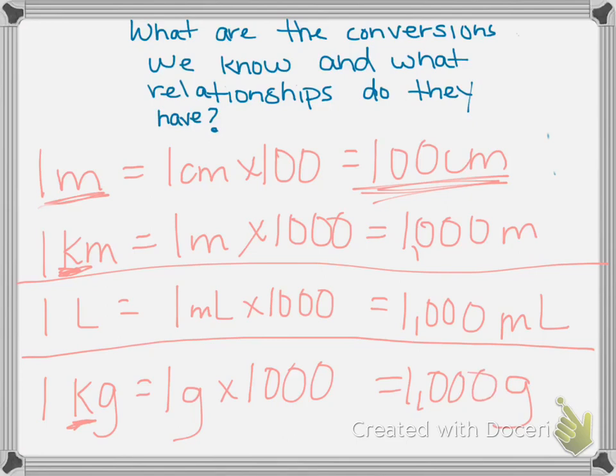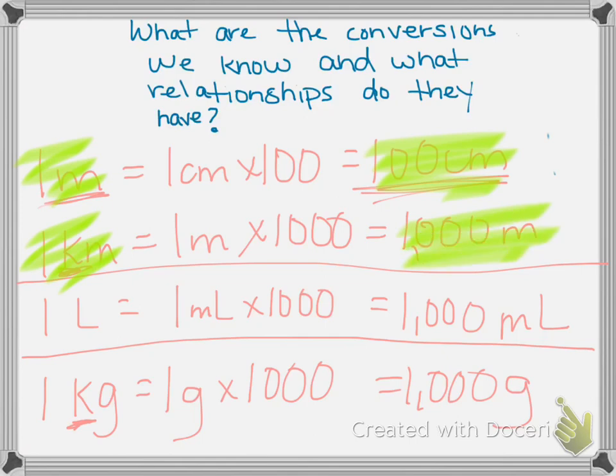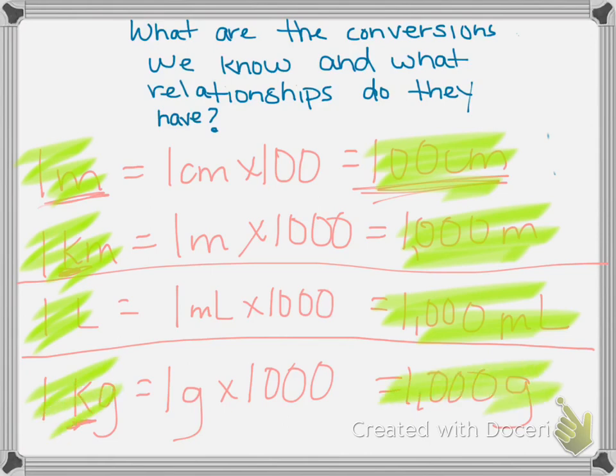Okay, so really just focusing in on these conversions here. 1 meter equals 100 centimeters. 1 kilometer equals 1,000 meters. 1 liter equals 1,000 milliliters. 1 kilogram equals 1,000 grams. The only one that's a little bit different is your meters to centimeters, but picture that meter stick. There are 100 of those centimeters on that 1 meter stick.